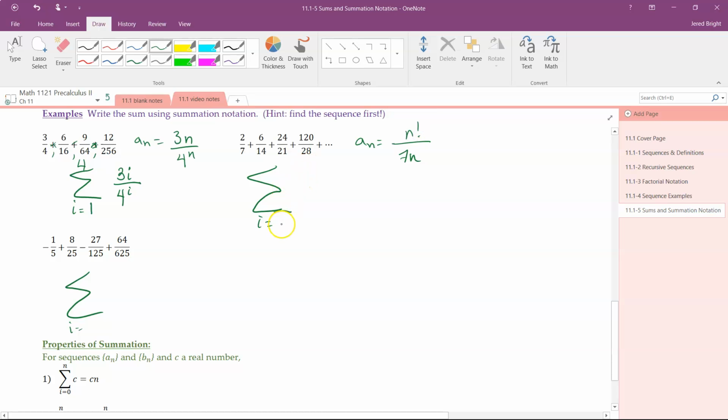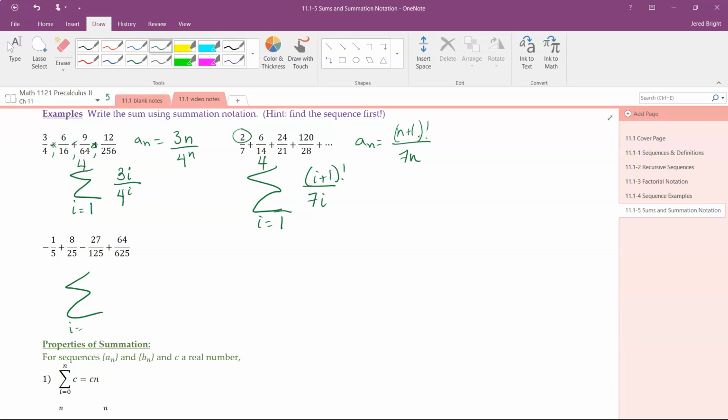So I'm just going to say here that the sequence is i factorial over 7i, okay, and then this would begin with when i is 1, so 7 in the denominator, and then the, actually, I'm sorry, this is going to be not n factorial, this is n plus 1 factorial, since I begin with 2. So this would be i plus 1 factorial, and then begin at 1 and end at 4. Okay.